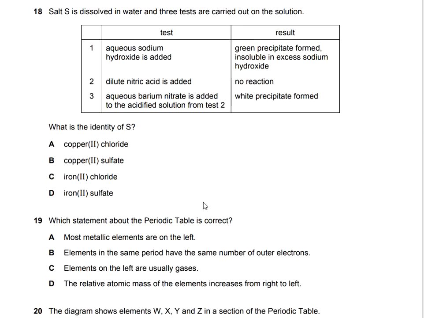So we have the different tests. Aqueous sodium hydroxide is added. A precipitate forms, insoluble in excess sodium hydroxide. Another test, dilute nitric acid is added. There's no reaction. And aqueous barium nitrate is added to the acidified solution. From test 2, a white precipitate was formed. What's the identity of the salt S? Actually, all of these tests and results conclude to iron 2 sulfate. The correct answer for this is letter D.